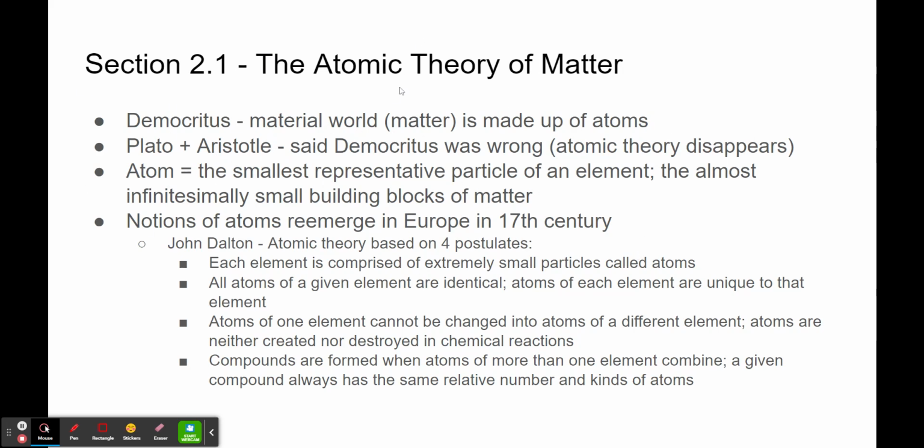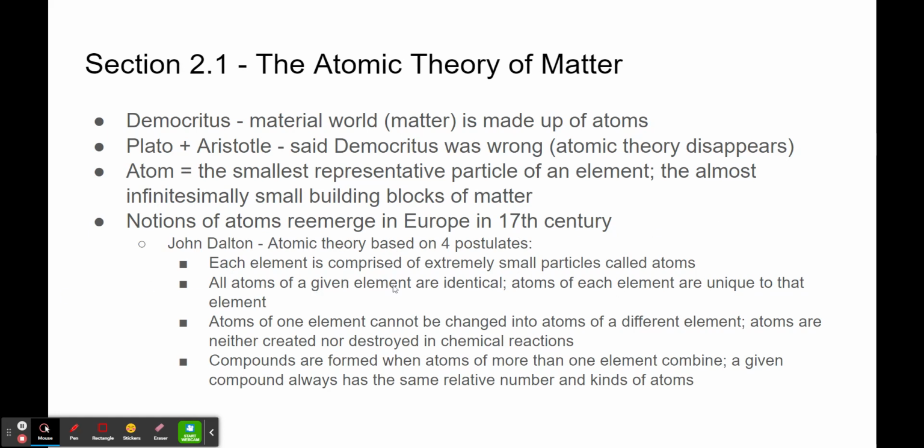Just a definition before we get into the other stuff. An atom is the smallest representative particle of an element, and it's the almost infinitesimally small building block of matter. The notions of atoms and atomic theory reemerged in Europe in the 17th century, with John Dalton's atomic theory of matter, which is based on four postulates. Each element is comprised of extremely small particles called atoms.